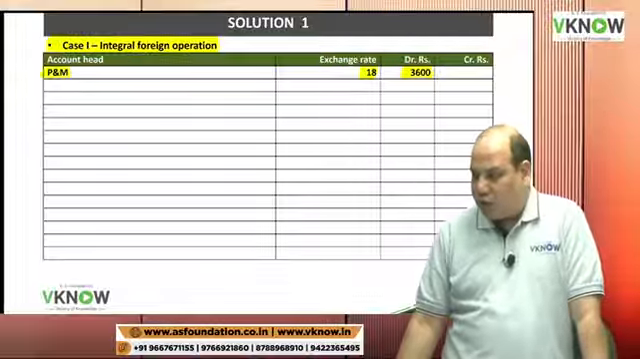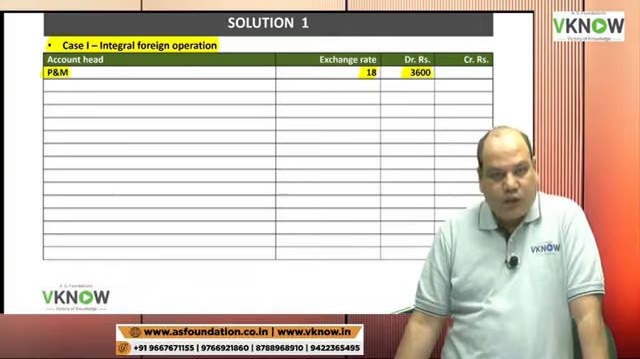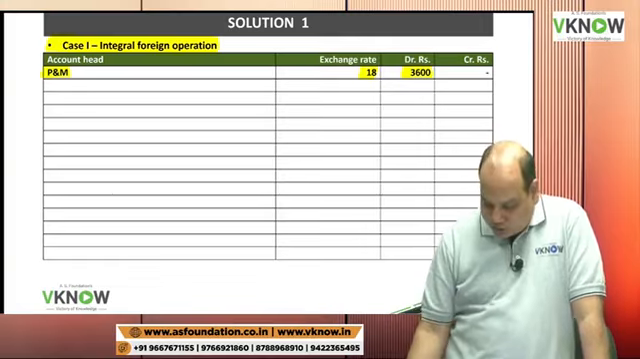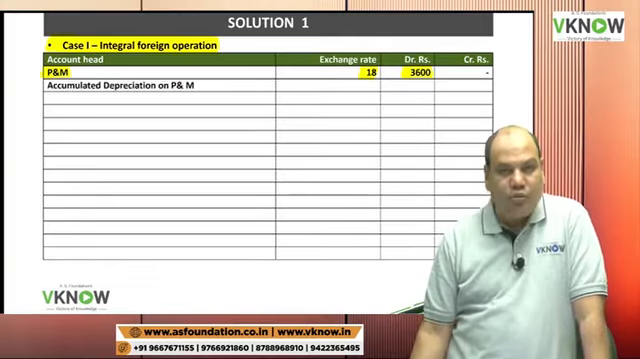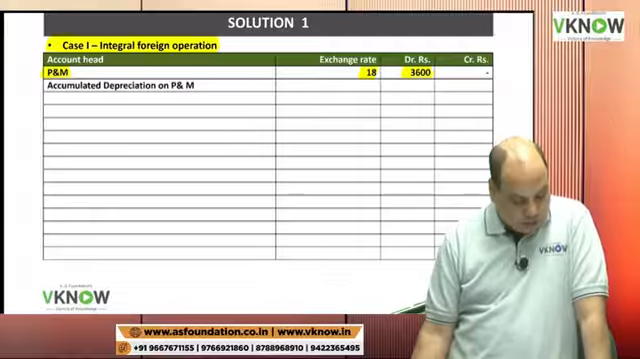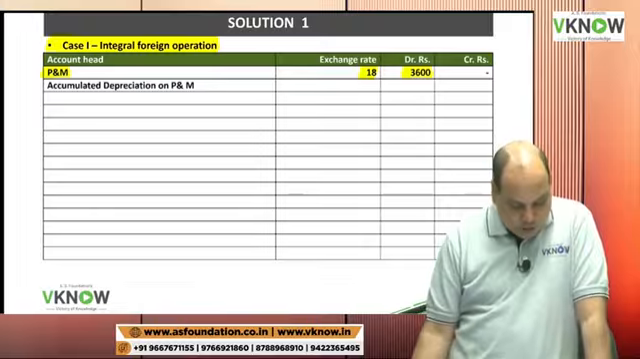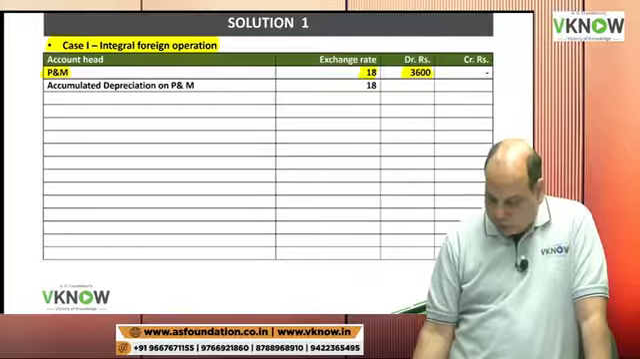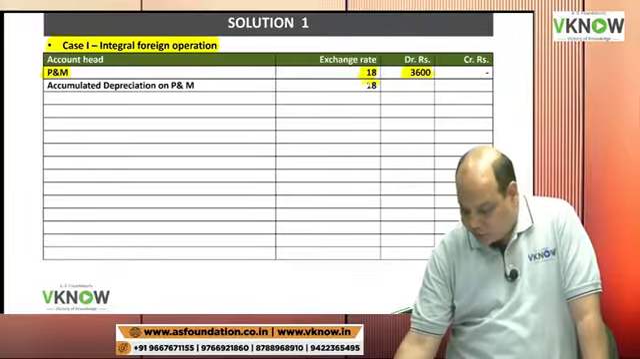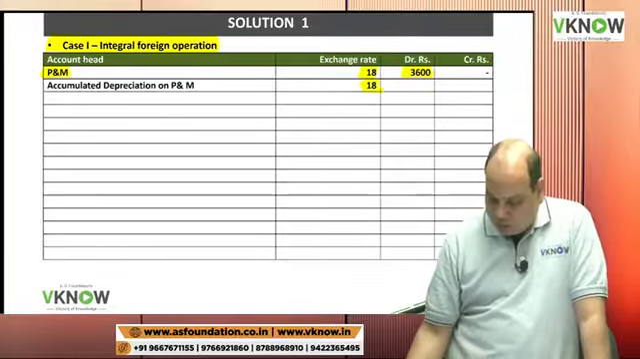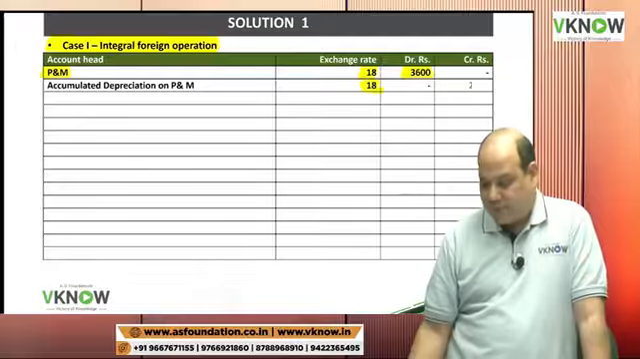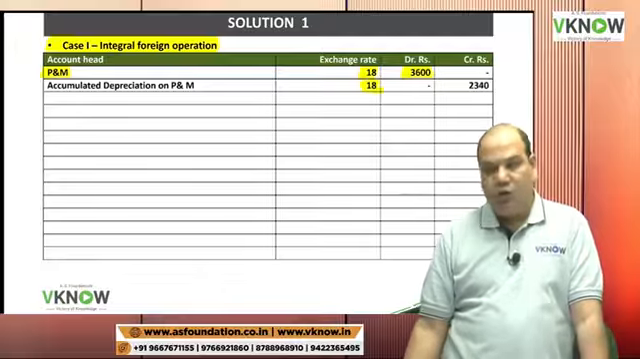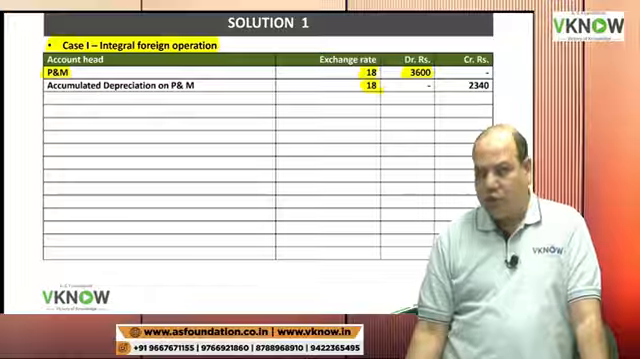18 into 200, 3,600. And then accumulated depreciation on plant. Keep the whole question in front of you. Here also I am going to apply the same rate. Multiply 130 into 18. 130 into 18 is 2340.